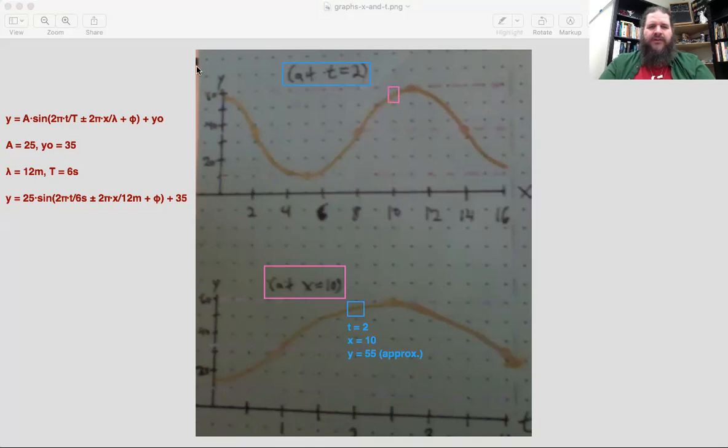So the coordinates of this point would be t equals 2 because this entire graph is t equals 2. X equals 10 because that's the coordinates at that point on the graph. And it looks like y is about 55. So these 2 points that we've marked here are the exact same point. They're just displayed in different ways on these 2 different graphs.